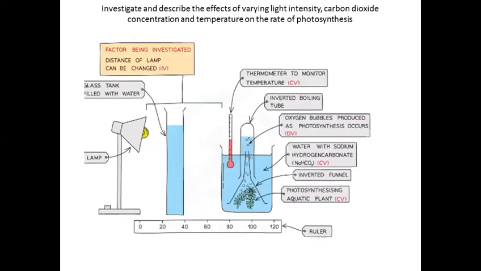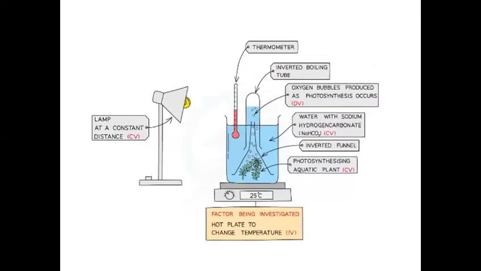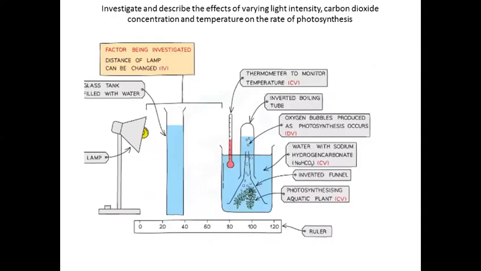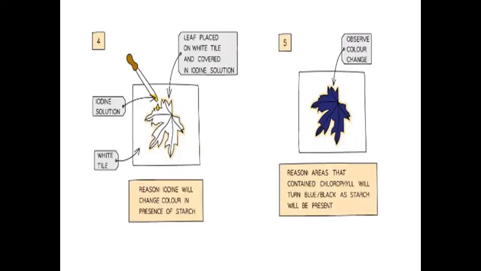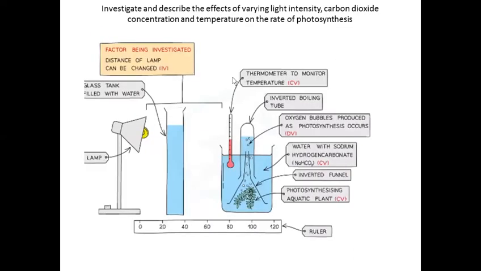Now come to another experiment. See here. Investigate and describe the effect of varying light intensity, carbon dioxide gas concentration, and another thing, that is temperature, on the rate of photosynthesis. See here. Actually, this diagram is mostly given in paper 6 and sometimes also in paper 4.